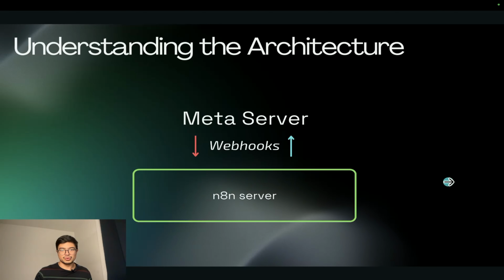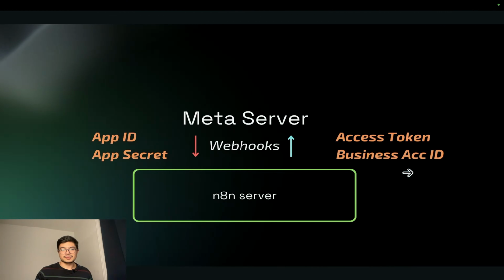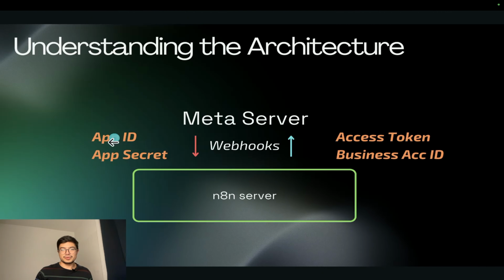And now let's go to understanding how the Meta server sends webhooks to the n8n server. There are 4 things that you need to be aware of and collect: the app ID, the app secret, then the access token, and then the business account ID.